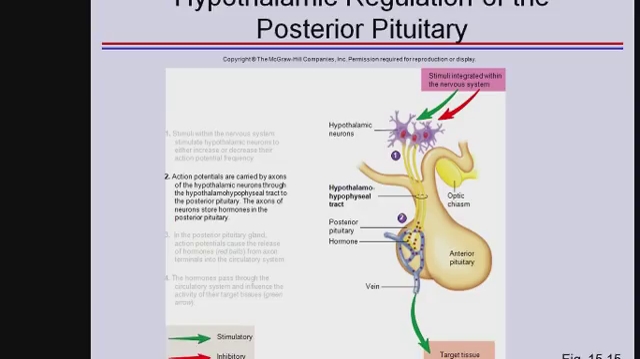The axons of the neurons then store the hormones in the posterior pituitary. In the posterior pituitary gland, the action potentials cause a release of hormones, the red balls, from the axon terminals into the circulatory system. These hormones then pass through the circulatory system and influence the activity of their target tissues, shown by the green arrow. So the stimulatory pathway, notice that you have two arrows. In other words, if it's stimulated, it will produce a hormone. If it's inhibitory, it will not produce a hormone.